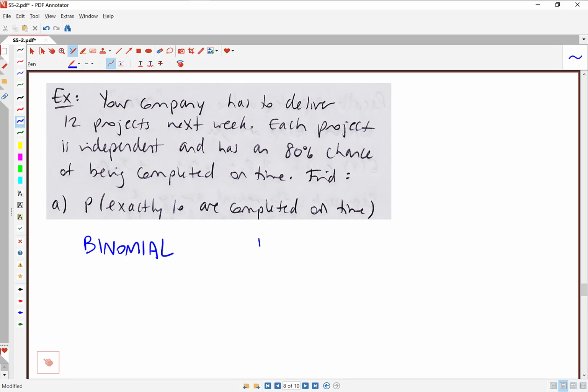To ensure that it's binomial, we can ask the question, what is N, P, and Q? And if we can figure those out, then we're on track with this binomial experiment. So the number of trials would be 12. That's how many times we're looking at projects and figuring out whether they're going to be completed on time.